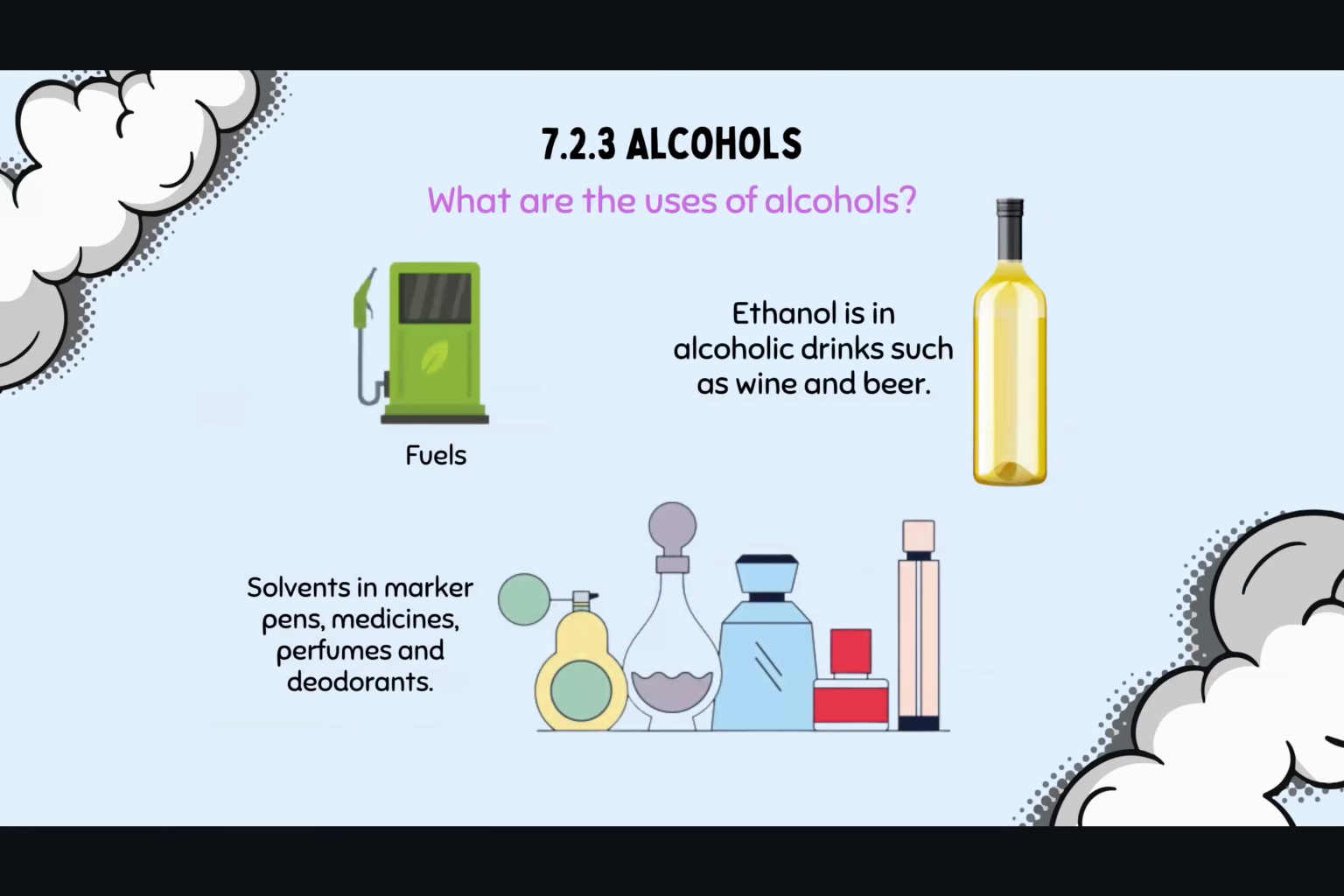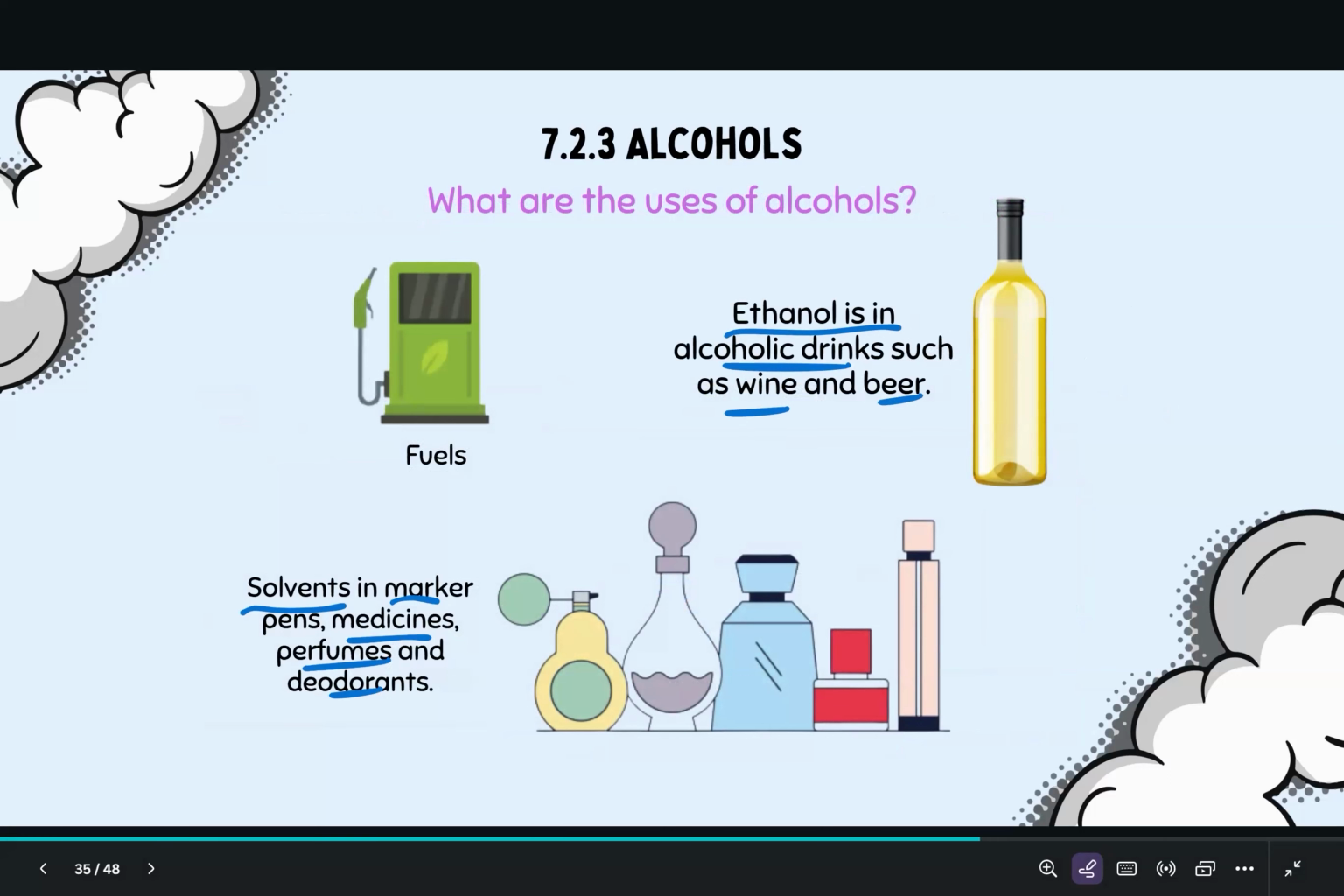So, uses of ethanol or alcohols. Ethanol is an alcoholic drink, such as wine and beer. It's also a solvent in marker pens, medicines, perfumes, deodorants, meaning there are certain things that won't dissolve in water. So they get a small amount of ethanol and dissolve it into the ethanol instead, and then mix that in. It's also used to make fuels.